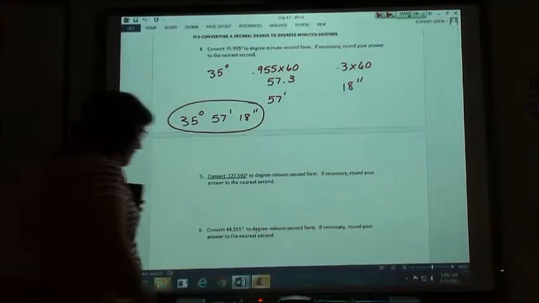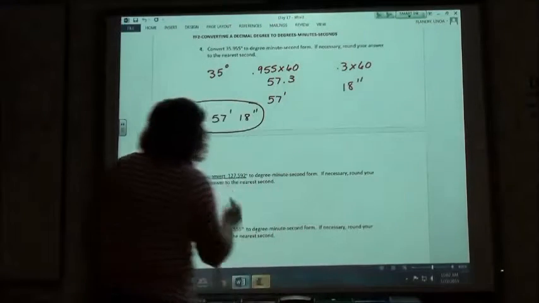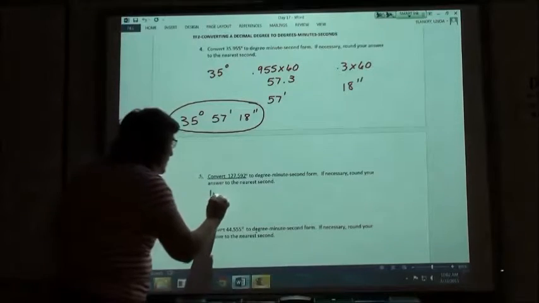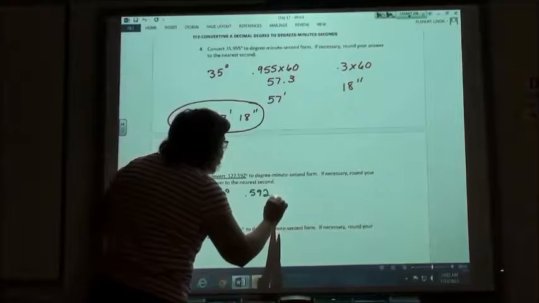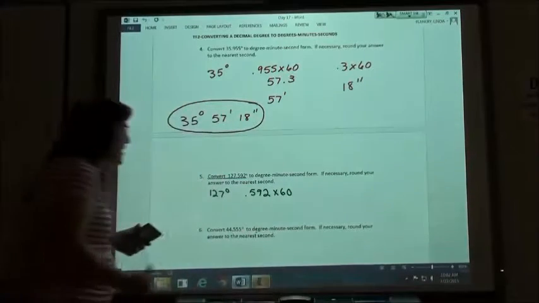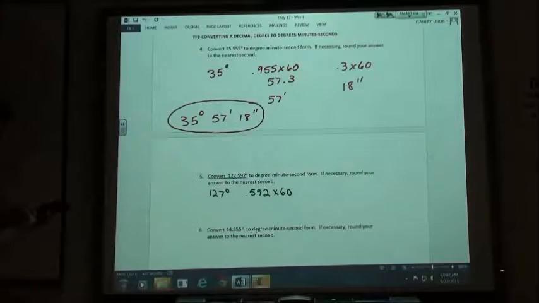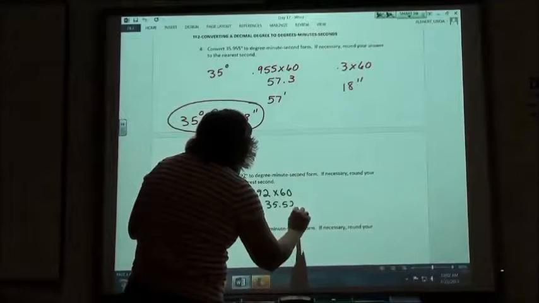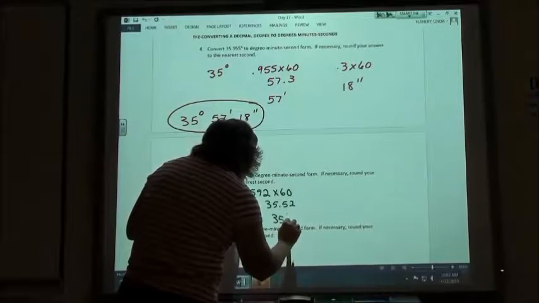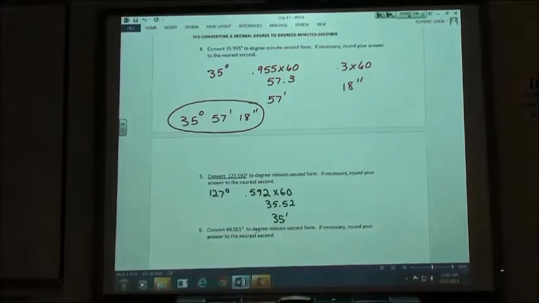So number 5, going to be the same kind of thing. The 127 is the degrees. We have 0.592. We're going to multiply that by 60 to change that into minutes. So 0.592 times 60 gives me 35.52. So the 35 in front of the decimal is the number of minutes.